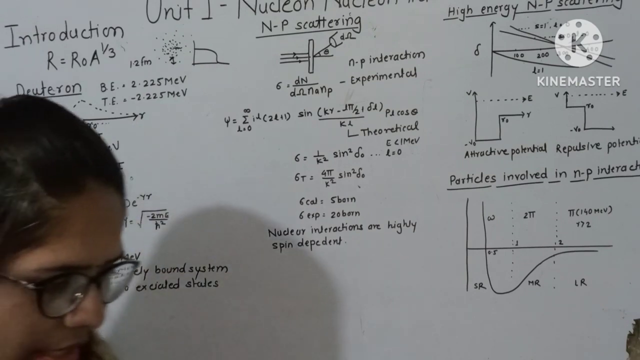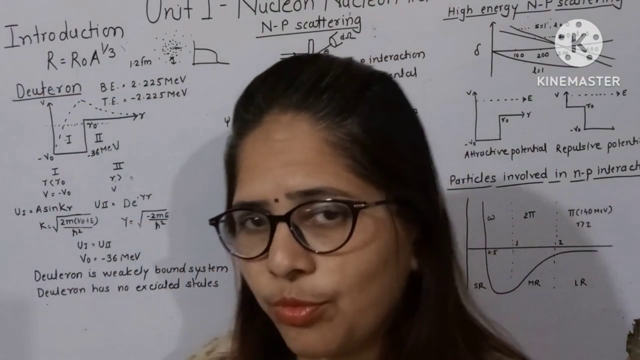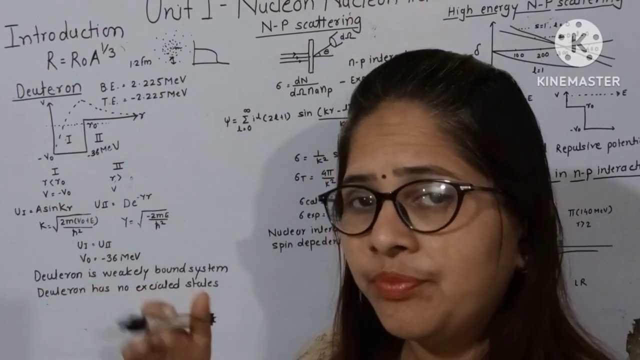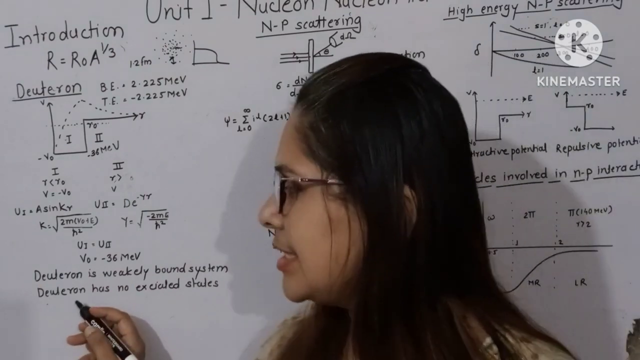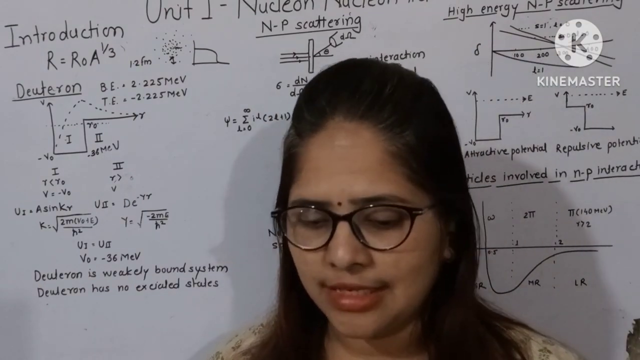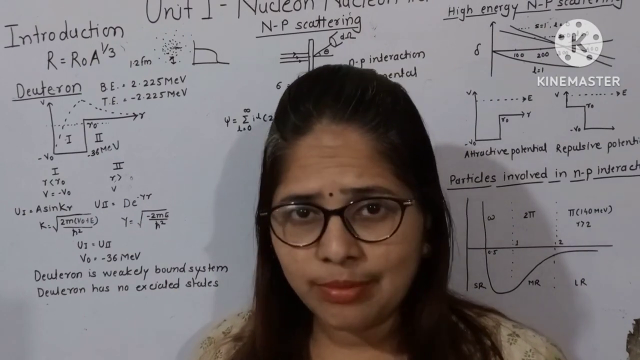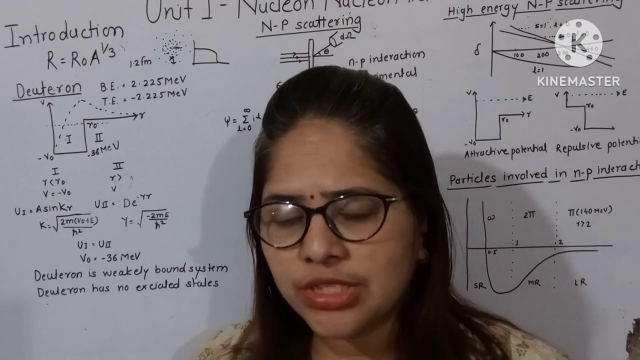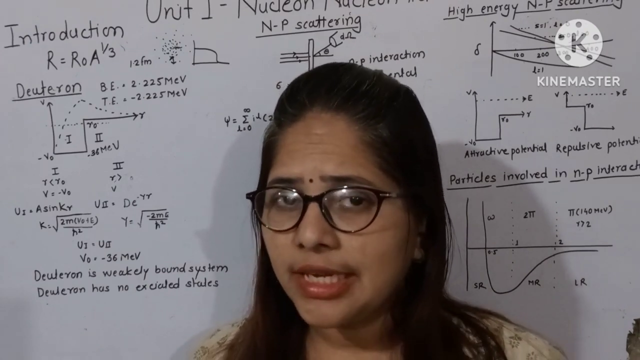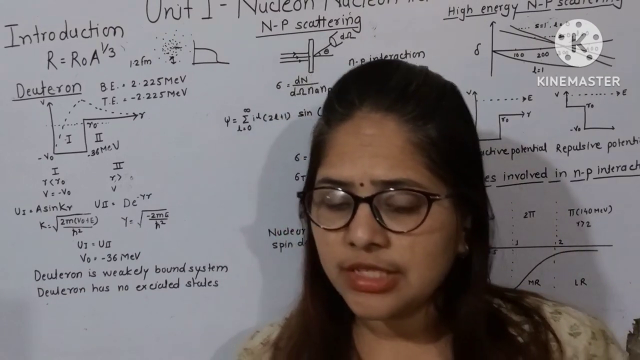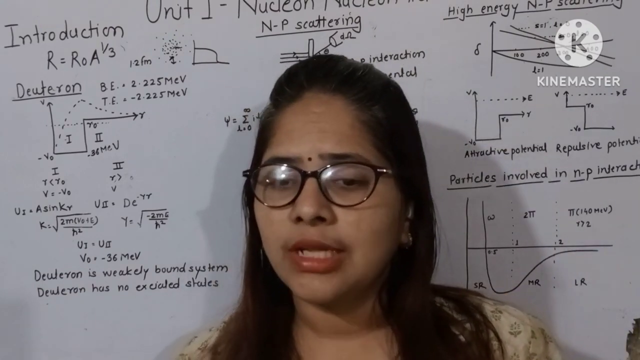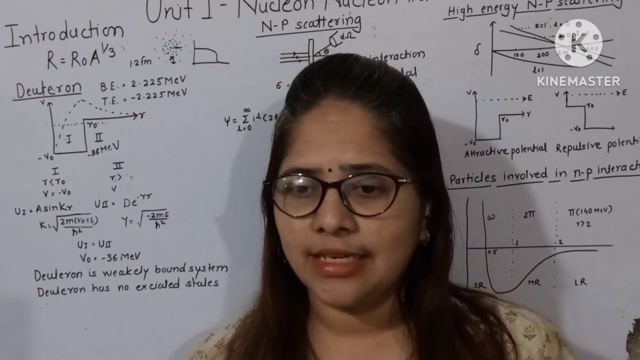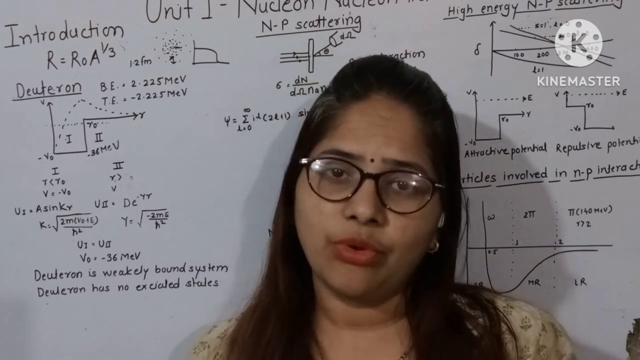Okay, so here we can also see that for most of the time this wave function is outside the potential well. Therefore, we can conclude that this deuteron has no excited state. It means that it is a weakly bound system. For most of the time this wave function is outside the square well potential. It means that even if you are supplying a small amount of energy to the deuteron, it will not go to the excited state, but rather the proton and neutron will separate out.